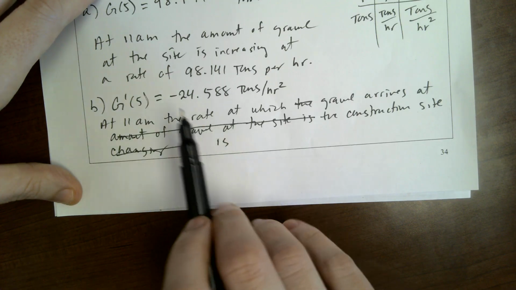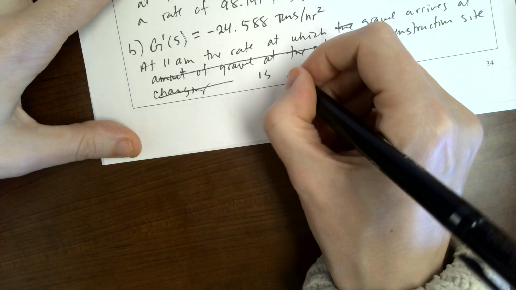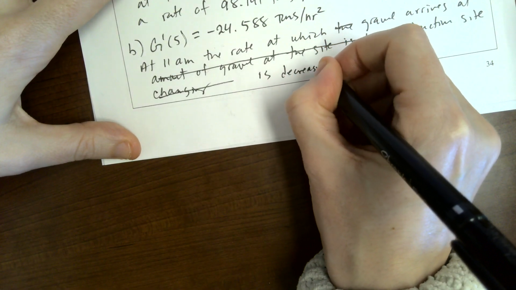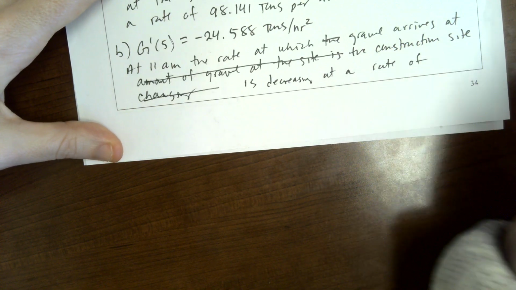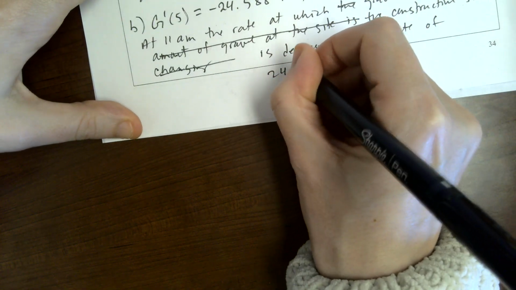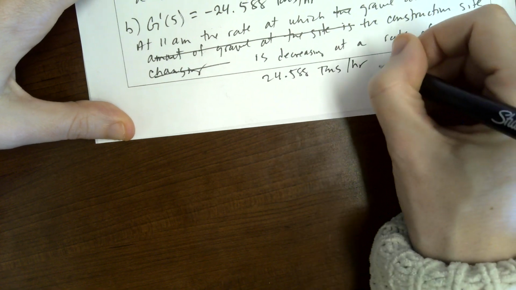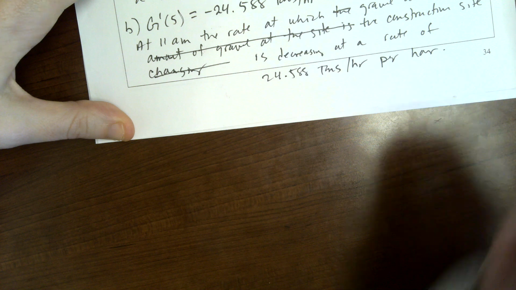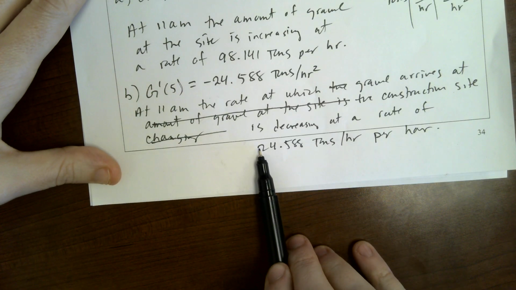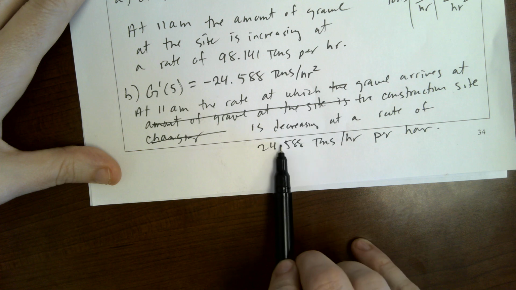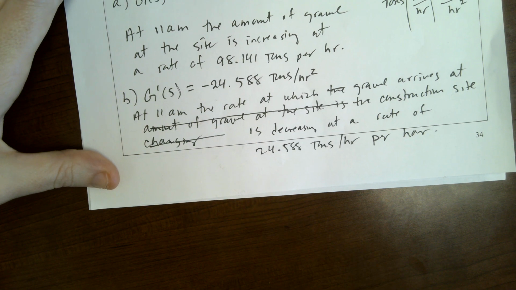And how is it changing? It is negative, so it's decreasing. Is decreasing at a rate of 24.588 tons per hour. Okay, notice I didn't say negative because I already said decreasing, so I wouldn't use a negative. All right, guys, that's B.